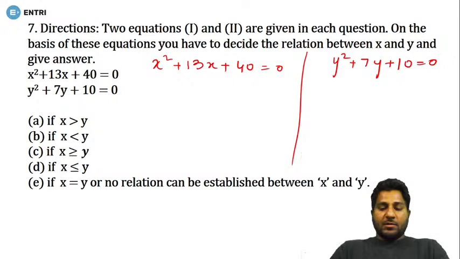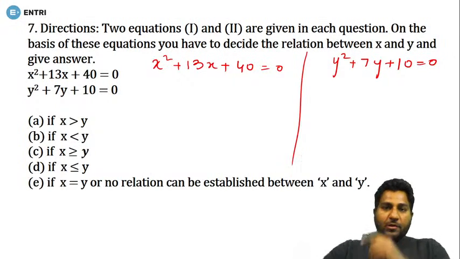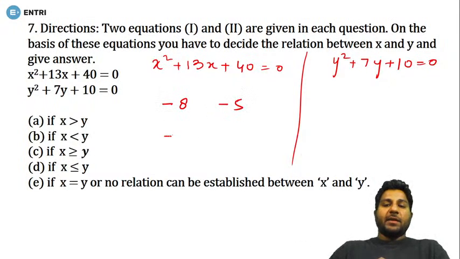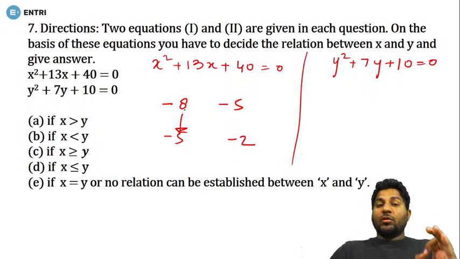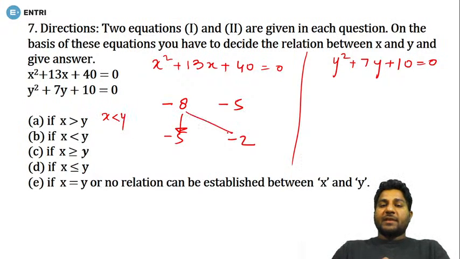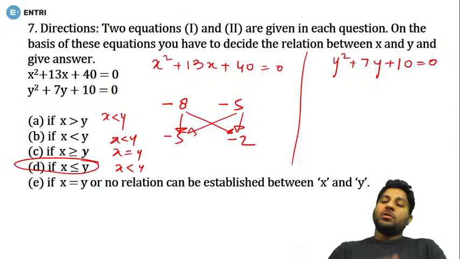D. Okay, let me check whether the answer will be D or not. Okay, look at this. Here we will be getting minus 8 and minus 5, and here we will be getting minus 5 and minus 2. So remember that the greater the value in negative, the lesser it will be. So x will be smaller than y. So option D is correct, absolutely correct.